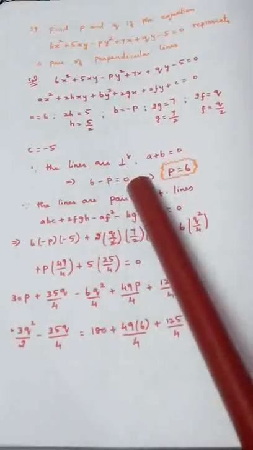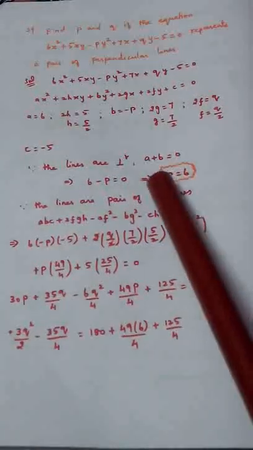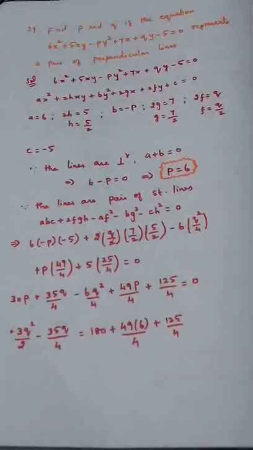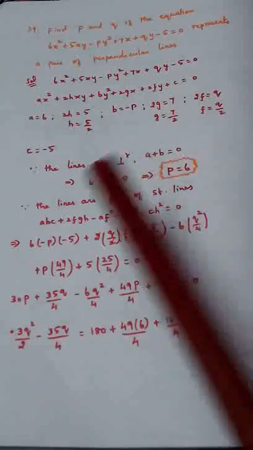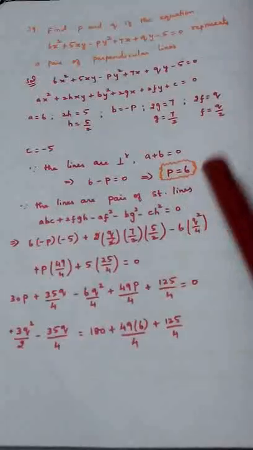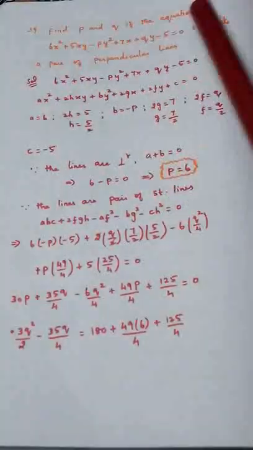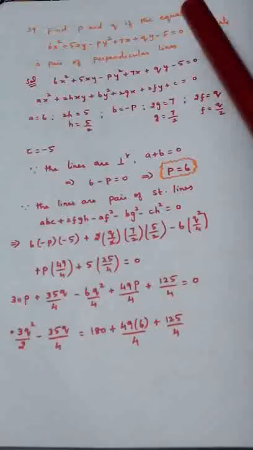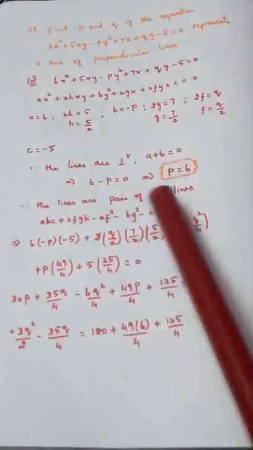So 6 minus p is 0. From that we easily get the p value as 6. Still, one more value we need to find, it is the q value, right? Now since the equation represents a pair of perpendicular lines, which means they are a pair of two lines, it represents a pair of straight lines.